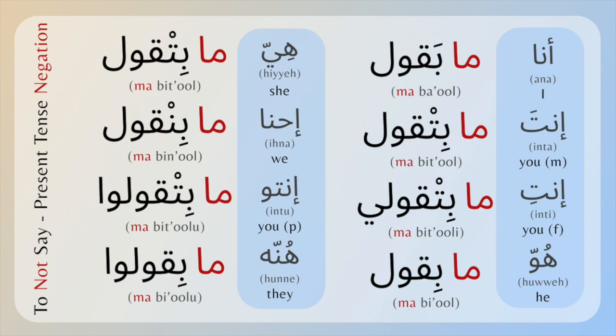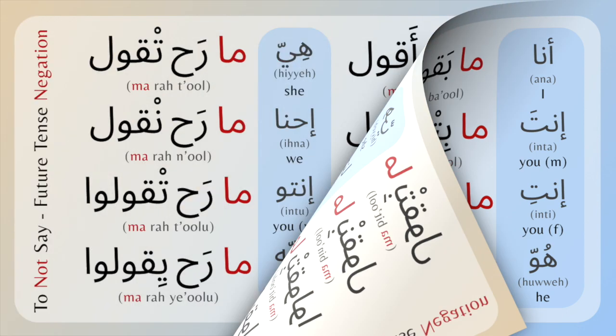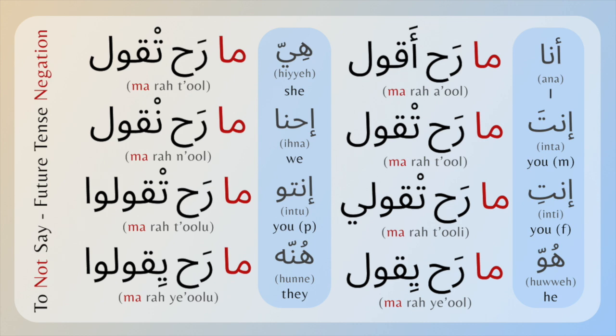Now we'll quickly go over all the forms of negation for all the tenses, starting with the present tense. I don't say, ما بقول. You don't say, masculine version, ما بتقول. You don't say, feminine version, ما بتقولي. He doesn't say, ما بيقول. She doesn't say, ما بتقول. We don't say, ما بنقول. You don't say, plural form, ما بتقولوا. They don't say, ما بيقولوا.